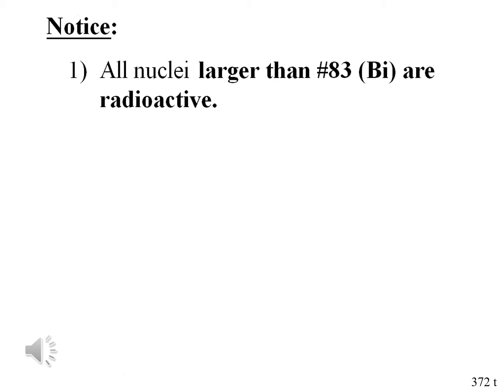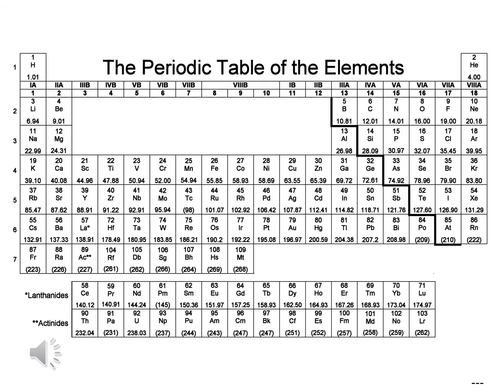First of all, nuclei larger than number 83, bismuth, are radioactive. It seems like above that the atom is too big to actually hold together. So any atom on the periodic table that has a number greater than 83 is radioactive.